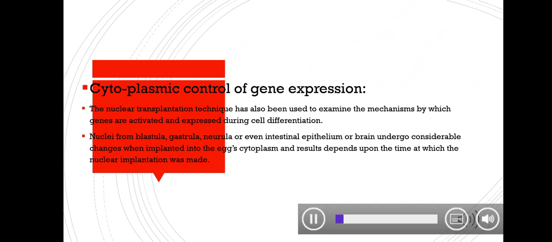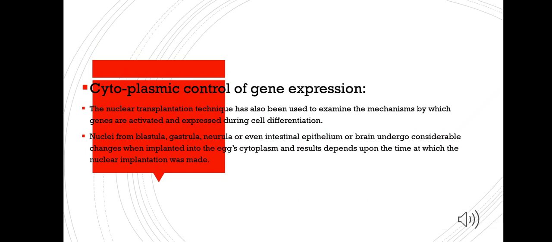Cytoplasmic control of gene expression. The nuclear transplantation technique has also been used in examining the mechanism by which genes are activated and expressed during cell differentiation. Nuclei from blastula, gastrula, neural tissue and intestinal epithelium, such as the brain, undergo considerable changes when implanted into egg cytoplasm. Results depend upon the time at which nuclear implantation was done.